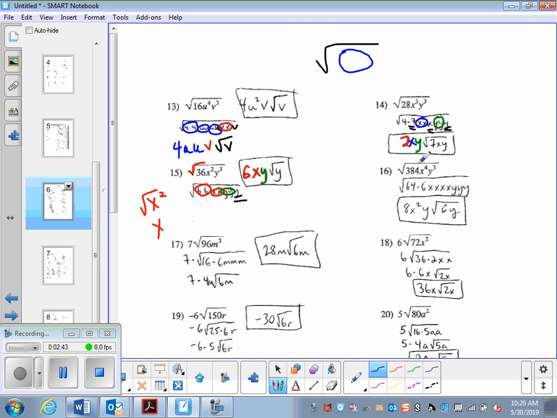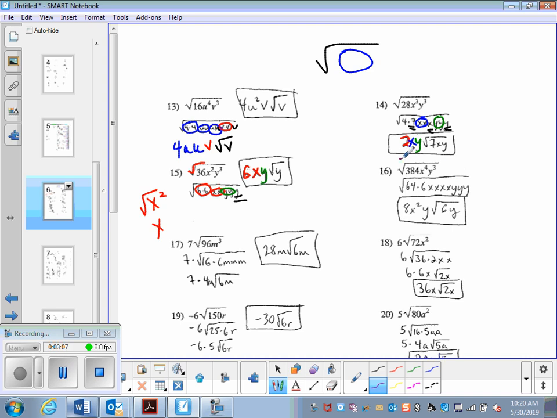For number 16, 384. There's a very good chance for number 16 that you have a prime factor tree, but I happened to catch with the shortcut that it is the product of 64 times 6. So the square root of 64 is where I'm getting this 8. And now I'm going to talk to you guys about the shortcut with the exponent here.